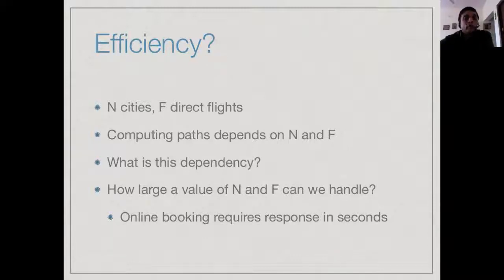Now, what is this dependency? How does it grow? If n doubles, does our algorithm take 2 times more time? Does it take 4 times more time? If n goes up by a factor of 10, does it take 10 times more or 100 times more time?